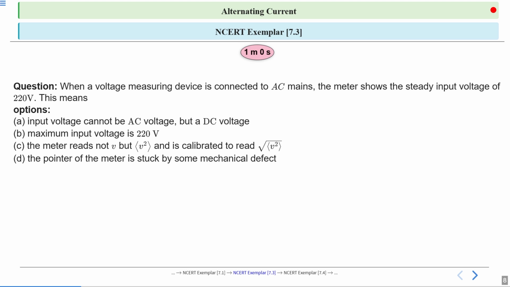Okay, if the meter is showing a steady input, what can be the possibilities? The meter is reading steady current, or the meter is reading RMS current, but the meter is connected to AC mains. It is mentioned in the question, so it is not DC voltage. So what can be the option? I will give you some time to think about it.